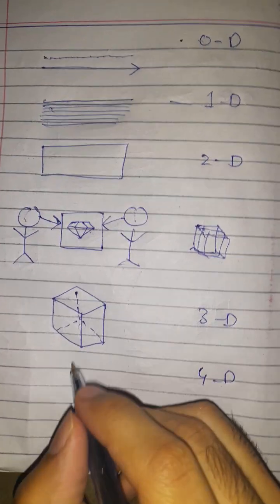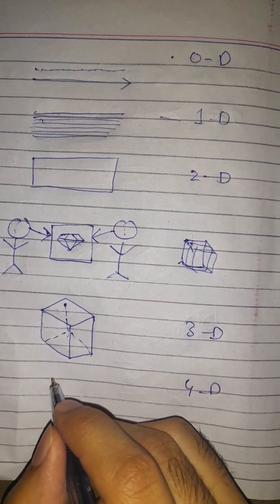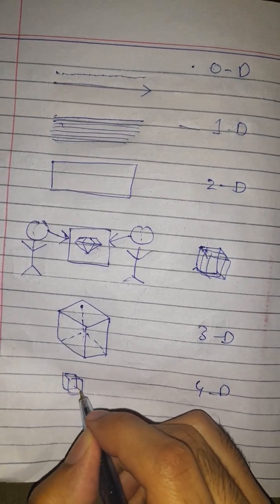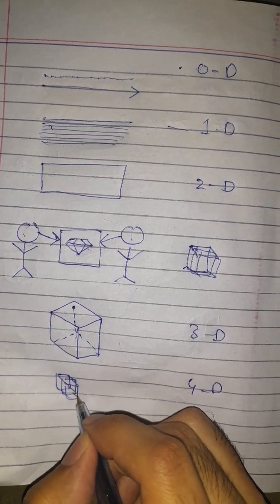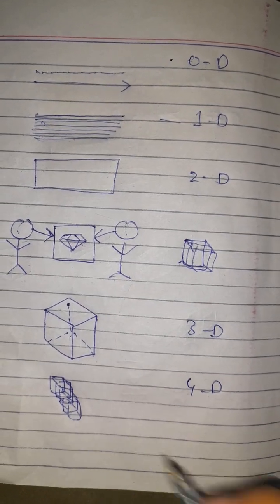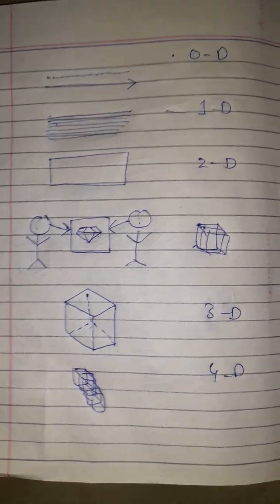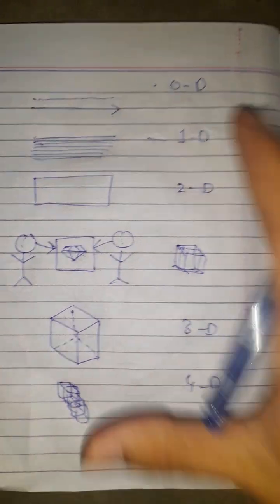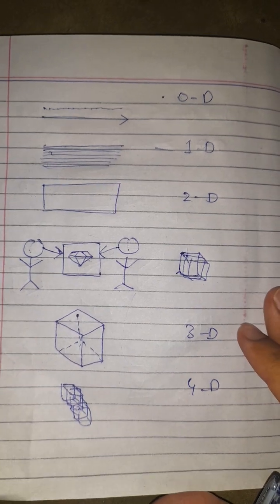Some people do that by taking a cube like this and stacking it upon another cube and stacking it upon another cube, and at the end you just get a mess. You cannot properly depict something which is 4-dimensional when you're limited to 2 dimensions.